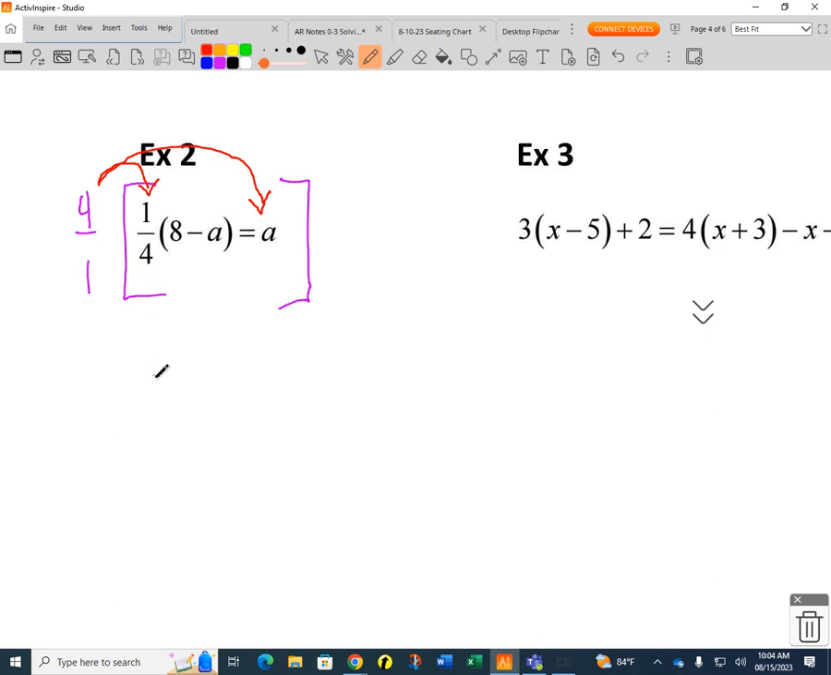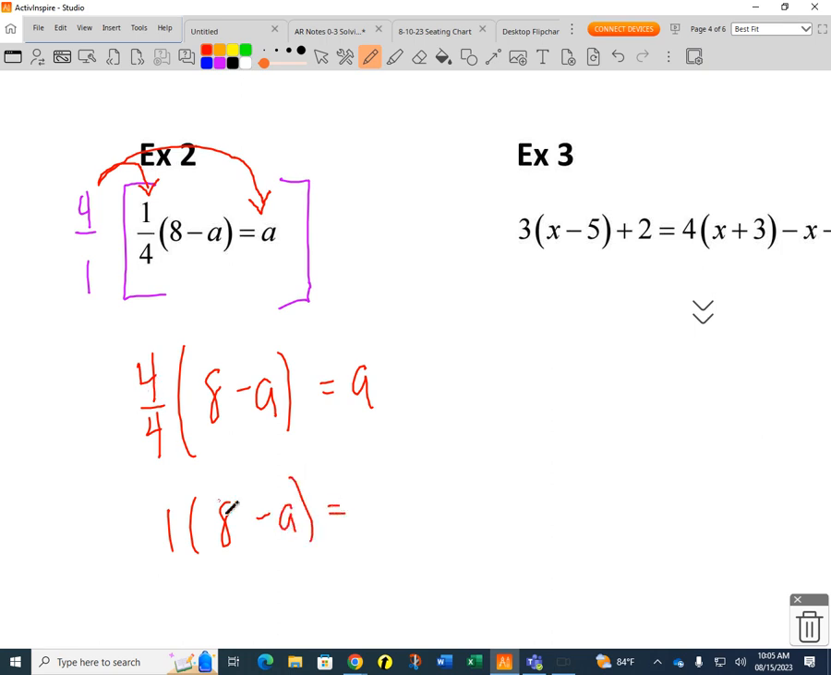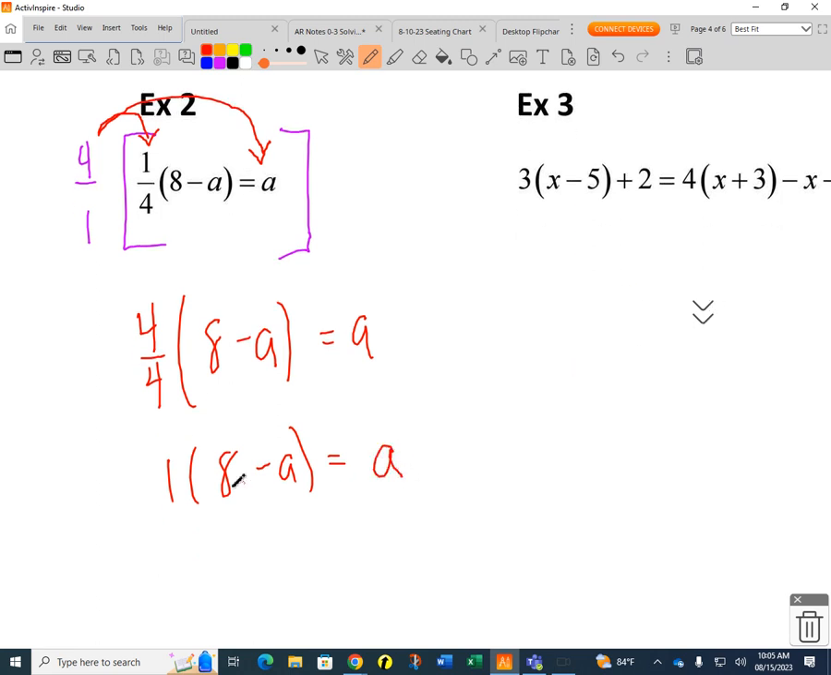So that's going to give me 4 over 4, so on the outside of those parentheses, 8 minus a equals a. 4 divided by 4 is 1. I'm going to be okay with you skipping this step and this step, but I just wanted to illustrate for the first day, equals 8. So obviously 1 times something is just that something, right? 1 times a million is a million. 1 times a is a. 1 times 8 minus a is just 8 minus a. And I would be comfortable with you going straight from here to here, but I should see at a minimum this step and this step.